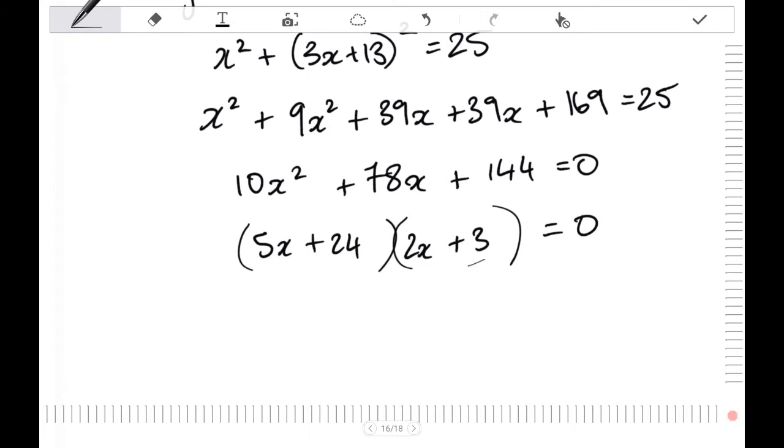So either this bracket equals 0 or this bracket equals 0. When this bracket equals 0, x equals minus 24 over 5. When this bracket equals 0, x equals minus 3 over 2.